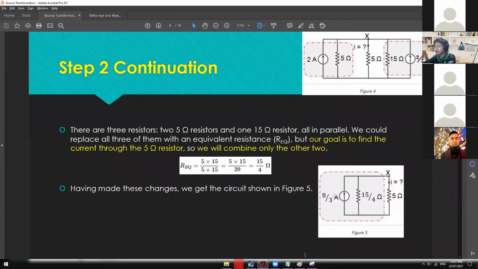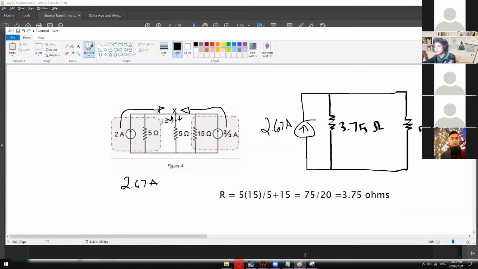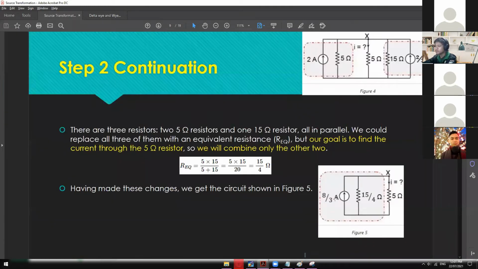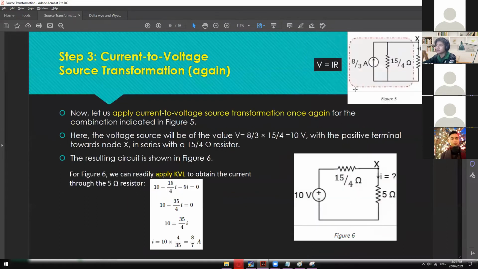Here we're just using the fraction, but here I'm using the decimal type of number. From here we can apply source transformation again, from current source to voltage source, by simply using V equals I times R. After that, you will have this computation. V is equal to I, which is 8/3, times resistance, which is 15 divided by 4. After multiplying, it gives us the result of 10 volts, which is now this one.